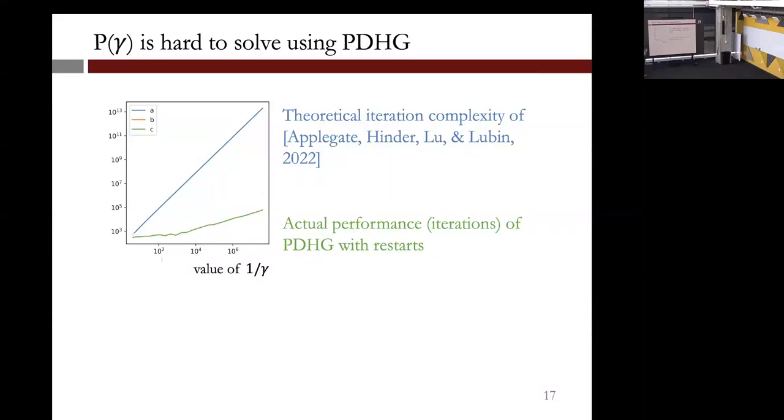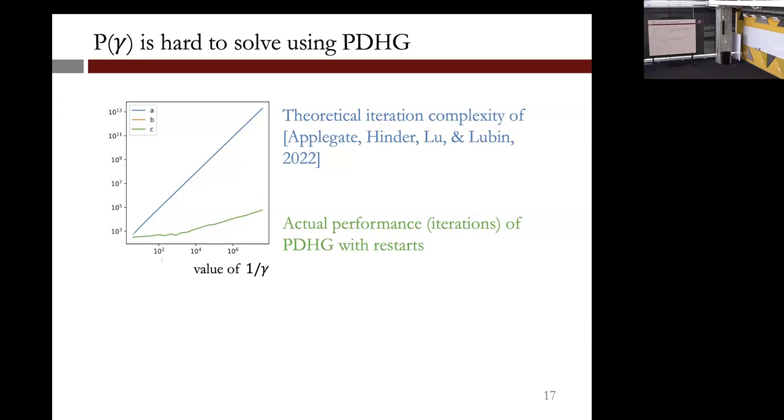In their 2022 paper, Applegate, Hinder, Haihao Liu, and Miles Lubin gave this theoretical complexity for that instance as a function of 1 over gamma. It grows exponentially here. I've got this in log scale, and over here corresponds to gamma being very, very tiny. Meanwhile, the actual performance is much better than that, but it's still not very good.